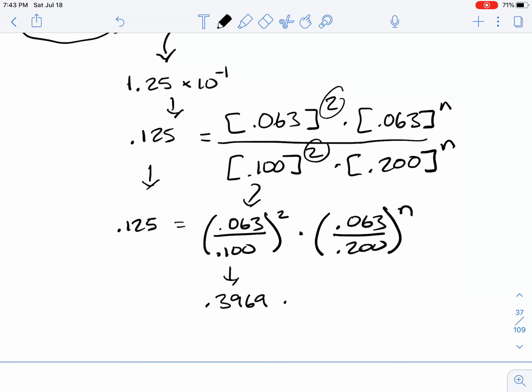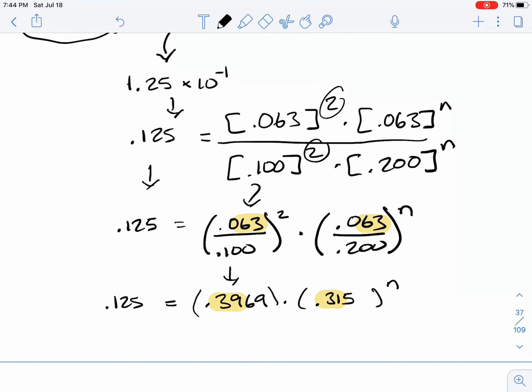times this. Okay, so here I have 0.063. Divide this by 0.200. It's going to give us 0.315. Okay. So in terms of sig figs, this is 2 sig figs, this is 2 sig figs. So I'm probably just going to make a note that I'm going to keep 2 sig figs in my final answer. But for now, I'm just going to keep the raw answers. And so all of this is going to equal 0.125.